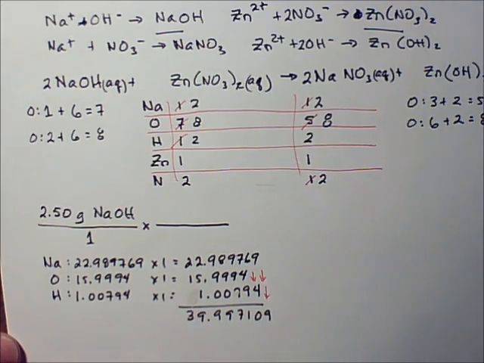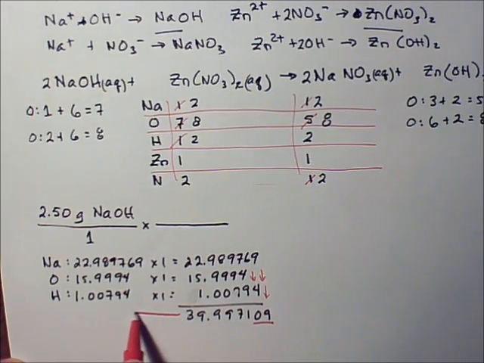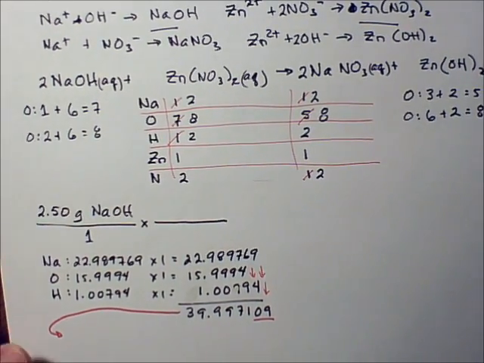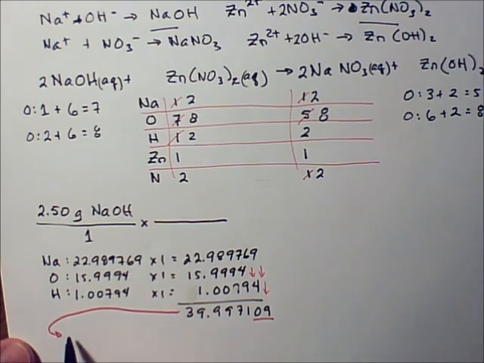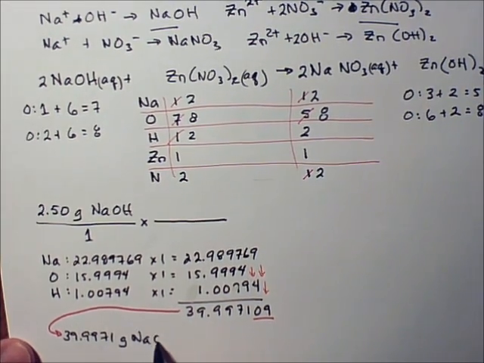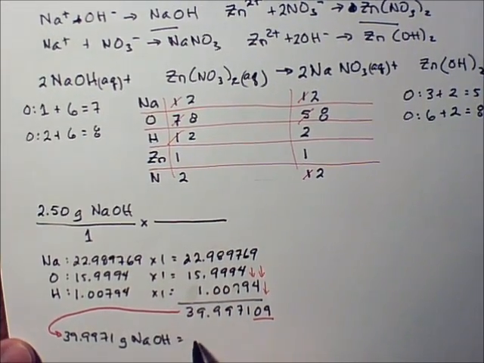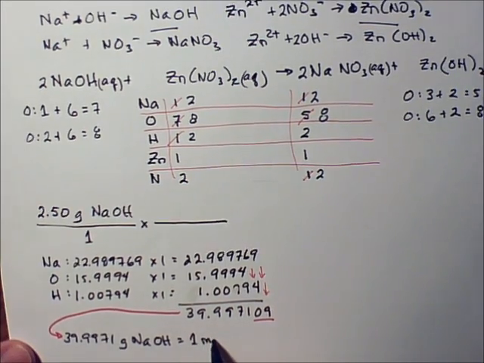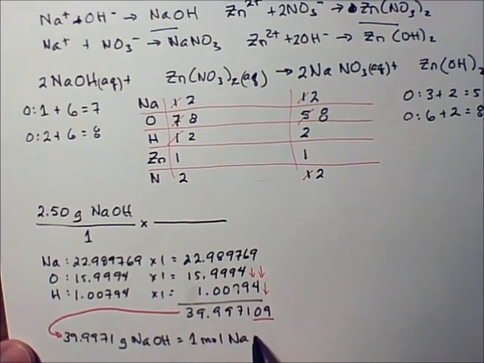You need to be very careful about that. All right, that means that I have 2 digits I need to round off. So the molar mass that I'm going to keep for this is 39.9971 grams of NaOH, and say that's equal to 1 mole NaOH.